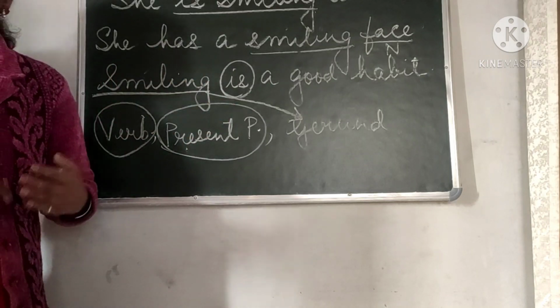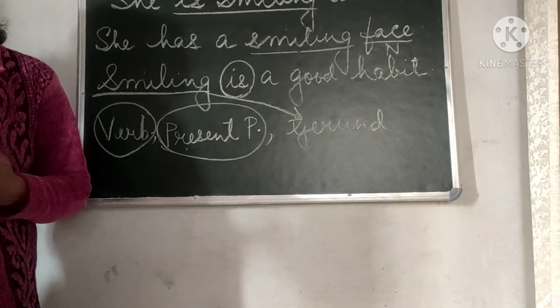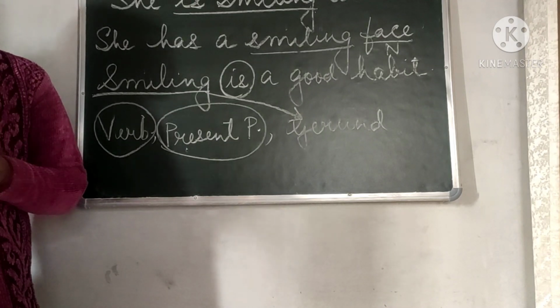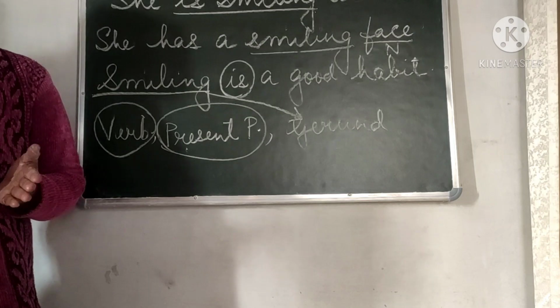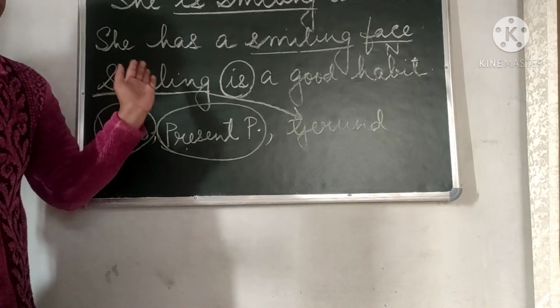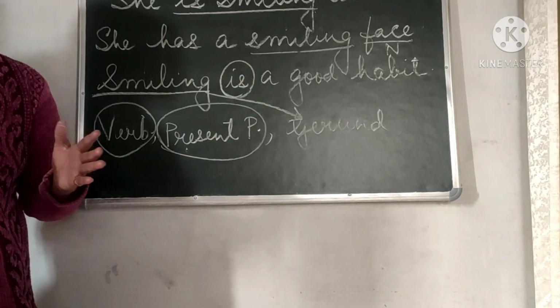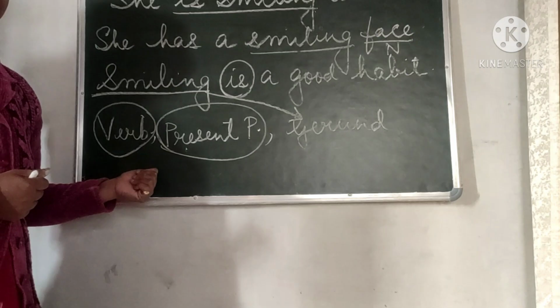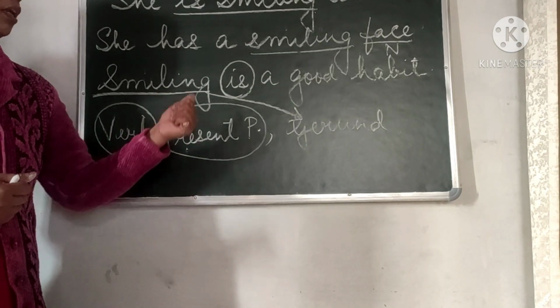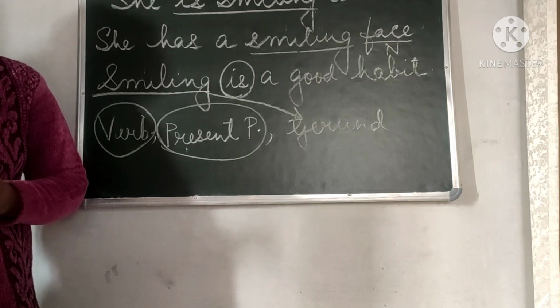So children, you have to understand, there is no formula for this, but you have to understand its position. You have to understand the sentence, what does it mean, and then you can easily identify these three different types of words that we have, that is in the form of verbs, in the form of present participle, in the form of gerund. So I hope that you have understood this much.